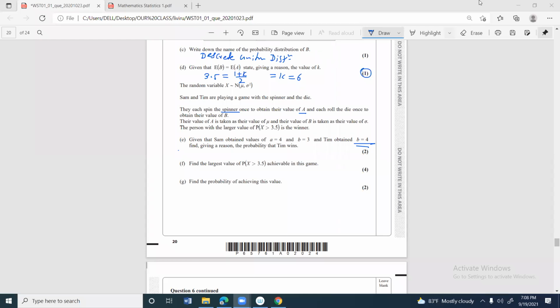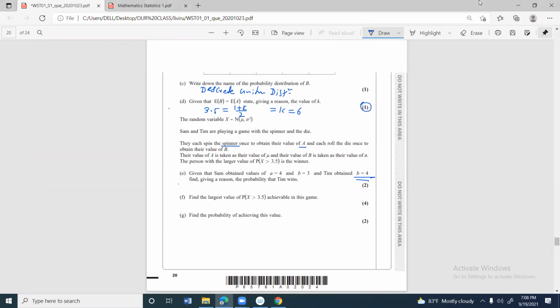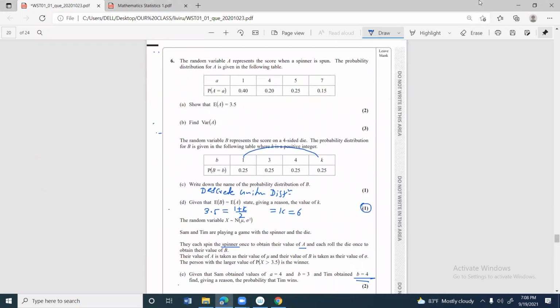The next question is, find the largest value for probability of X is greater than 3.5 achievable in this game. Now look at this, let's see this E(X) value. I'll just make a small diagram for you. We pick A as the mean value and B as the standard deviation value.